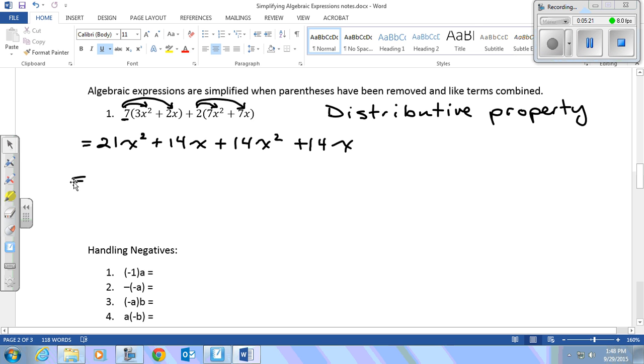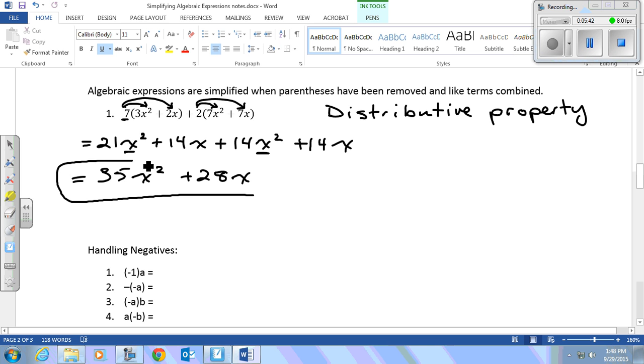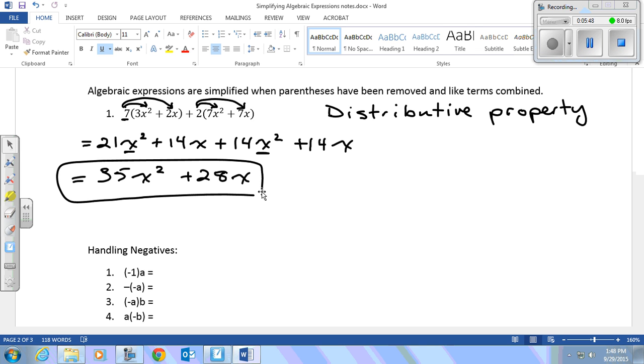If you look at the terms that we've got there, we've got an x squared term here and an x squared term here, so let's combine those together. We've got 21 of them and 14, so that gives us 35x squared. And we've got 14x plus 14x, so that's 28x. And now this is the simplified form of the original algebraic expression, 35x squared plus 28x.